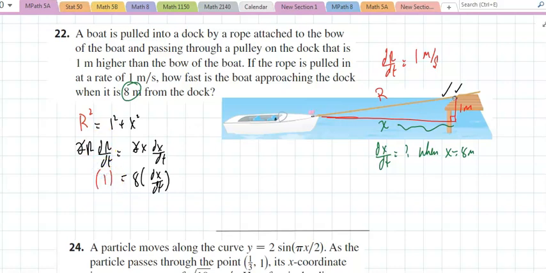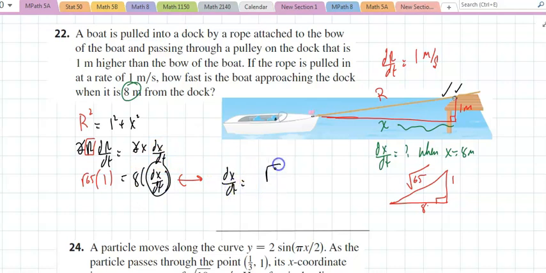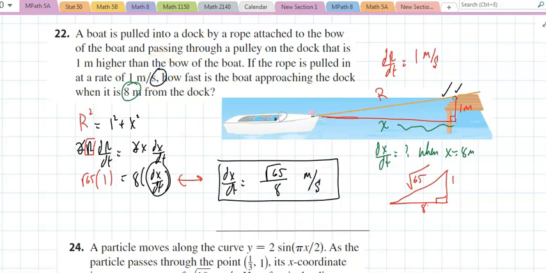I still have to figure out what R equals, and now I put in the information that I have. If this is 8, this is 1, isn't this the square root of 64 plus 1, 65? So can't I say here that dx/dt would be square root of 65 divided by 8, and what are the units? x is in meters, and per second. So that's a bit faster than 1 meter per second, right?